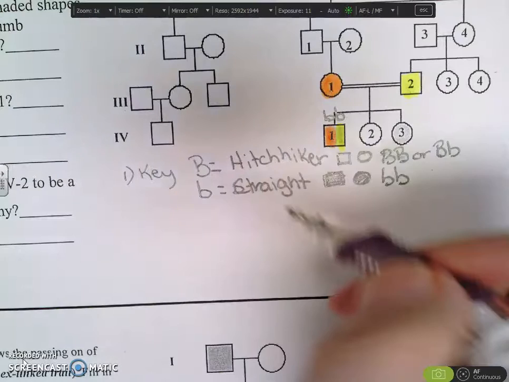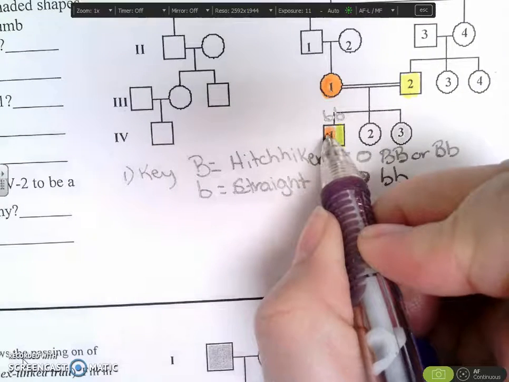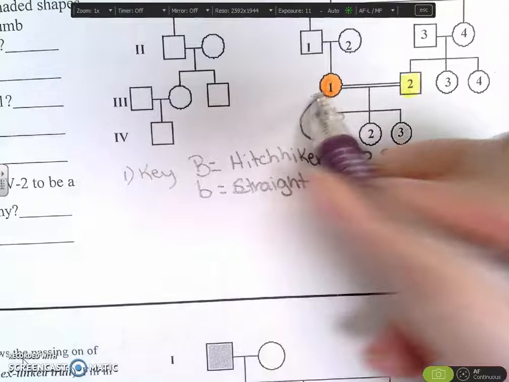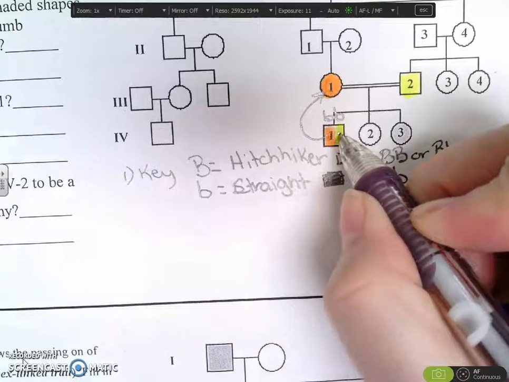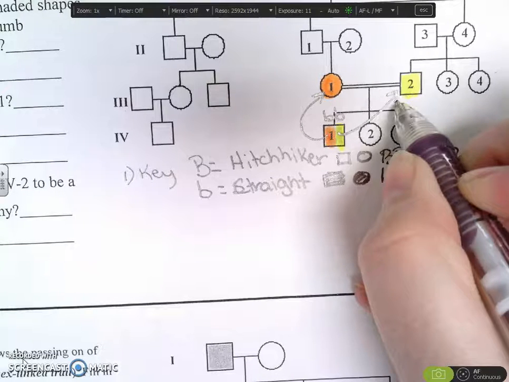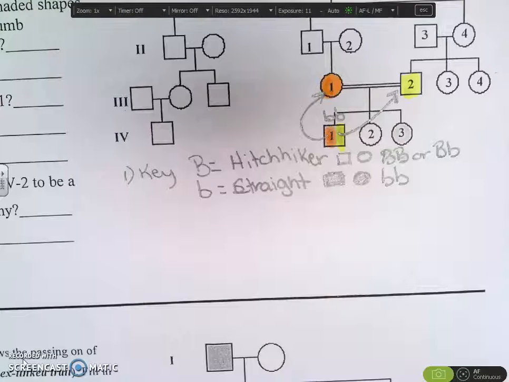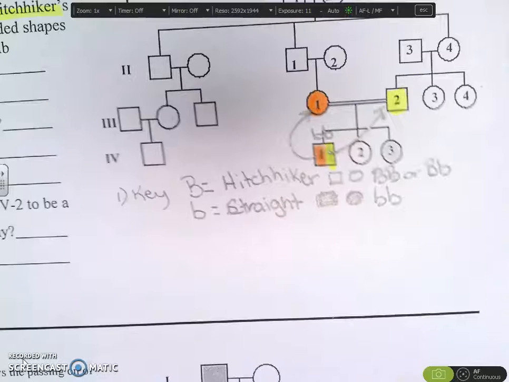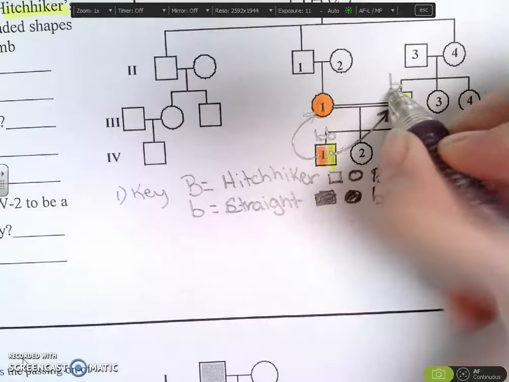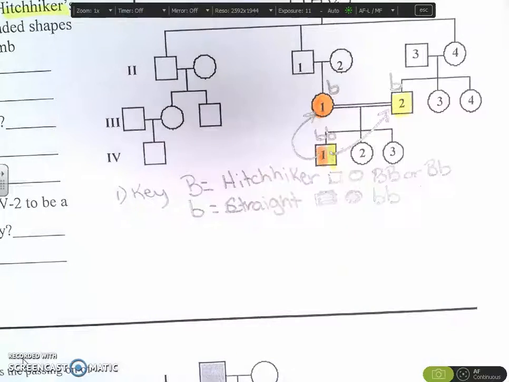We know that Subject 1 got half of its DNA from mom and got the other half of his DNA from his dad. Because of that, we know that mom and dad both have to have the allele little b in their DNA in order to have a child that has two recessive alleles, little b, little b. Okay?